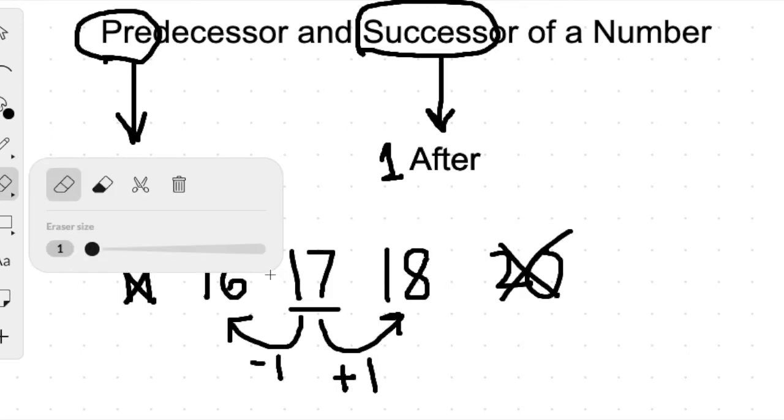Now, let us take a few more examples to understand what predecessor and successor of a number is. I am taking a number here, 6,25,789. So, let me just make two arrows, one for predecessor and one for successor. I am writing P for predecessor and S for successor. So, now can you think, children, what will be predecessor of this number 6,25,789?